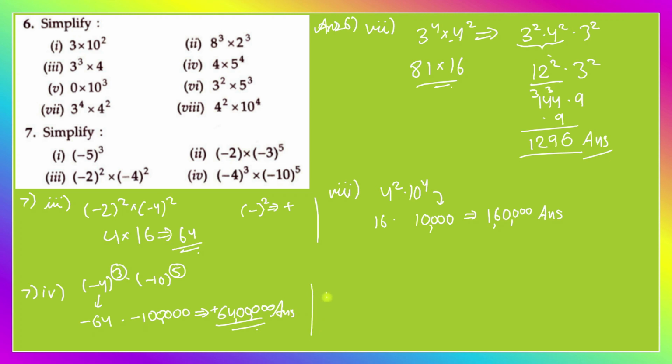So this is the answer. Now for the second part of the 7th question: minus 2 into minus 3 to the power 5. Minus 3 to the power 5 is minus 243, and minus 2 is minus 2 only. So again here you get a positive number, plus 486. So this is the answer. You have to remember all the laws properly, and minus into minus is plus. Remember, it is minus multiplied by minus.